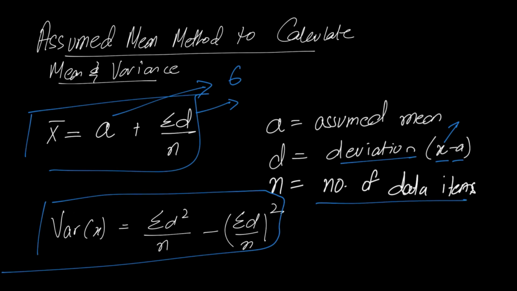So for example, there are 4 data items, 1 2 3 4, so the n will be 4, and this x bar will give us the mean value. Similarly, in variance, we'll have the summation of d square upon n minus the summation of d upon n whole square. So let's do an example, and then you'll understand how to use this.